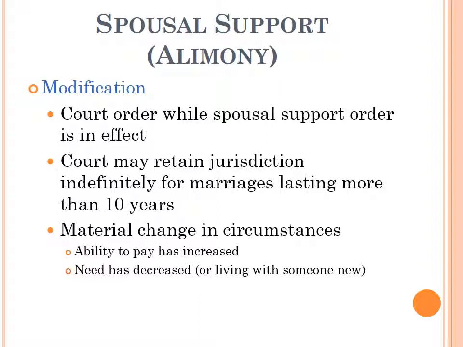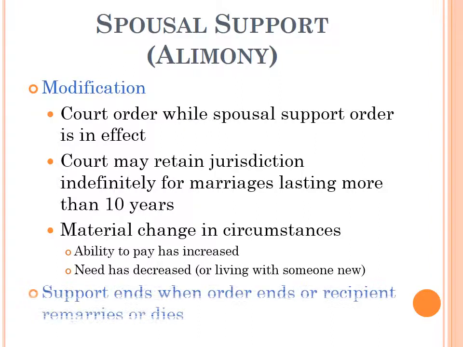Additionally, the need for the supported spouse may have decreased. There's a presumption that if the supported spouse is now living with somebody new of the opposite sex, that they're actually getting some sort of benefit from that, and their need for spousal support has decreased. Of course, this is a rebuttable presumption, and the supported spouse can make an argument against this, but a modification can be sought on that purpose as well. Support ends when the order ends, or when the recipient remarries or dies.